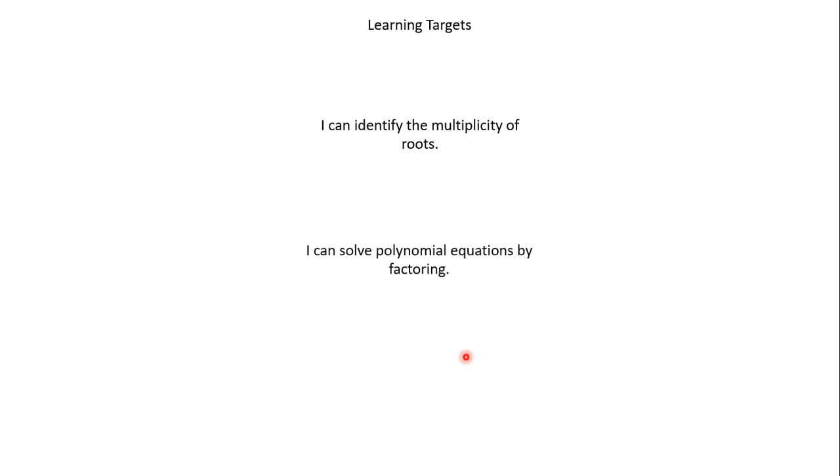So, our learning targets today. I can identify the multiplicity of roots. This is really easy. All this is saying is how many times does that root happen? We'll see that in a second. The second one is I can solve polynomial equations by factoring. Now this would be factoring using special factors, factoring like a quadratic, factoring by grouping, factoring things out, and using another method that we're going to be looking at today.